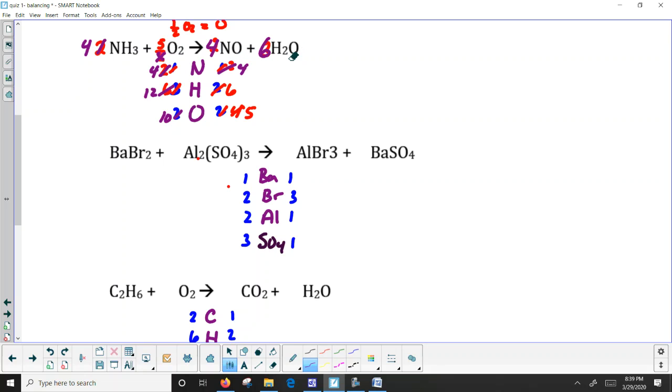You have 4 plus 6 gives us 10. And finally, how many of these hydrogens? Looks like we have 12. We're all balanced. And let's just very quickly check to see if we have to do anything here. Nope, we don't have to reduce any more.